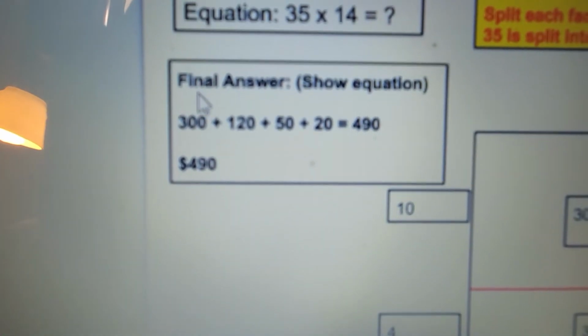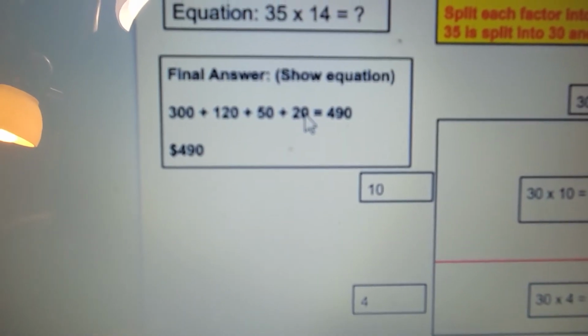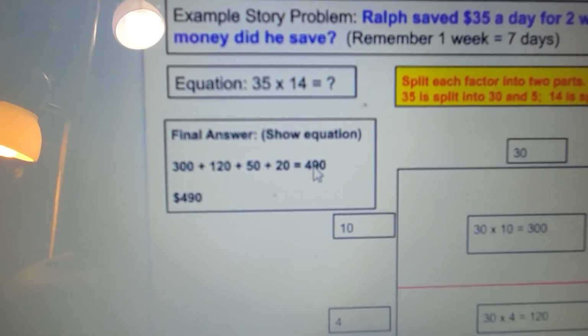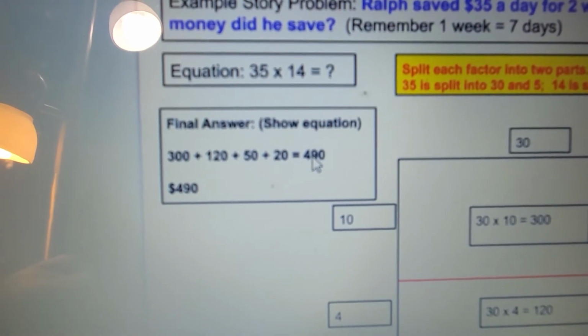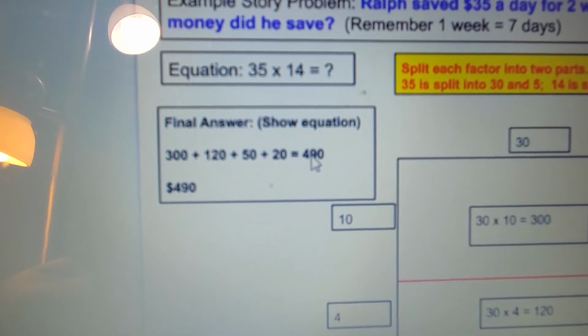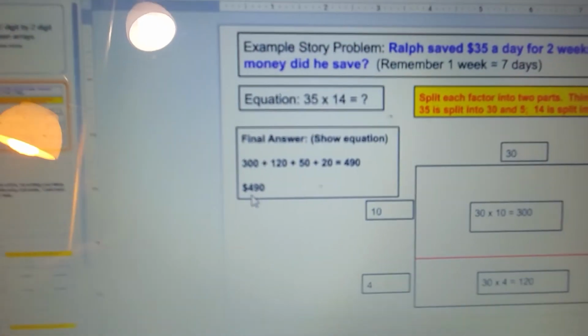So in this box where it says final answer, show your equation, you add up all the parts, and you get your final answer. Now I know that for the addition part, you may use scratch paper or do it on loose leaf. But you just type your equation and you write your final answer. And then I wrote $490.